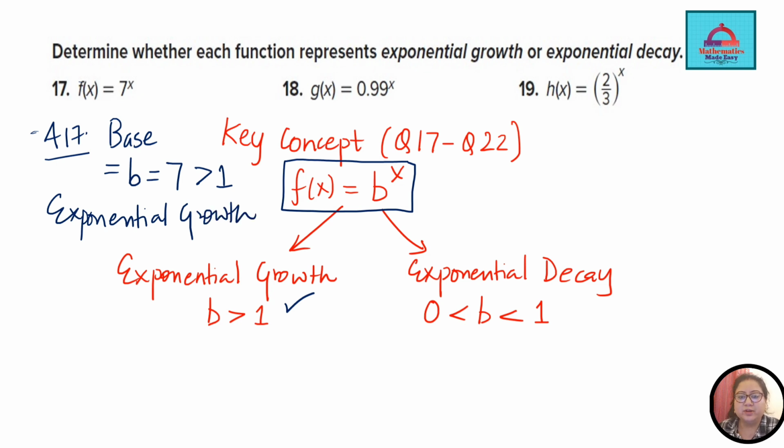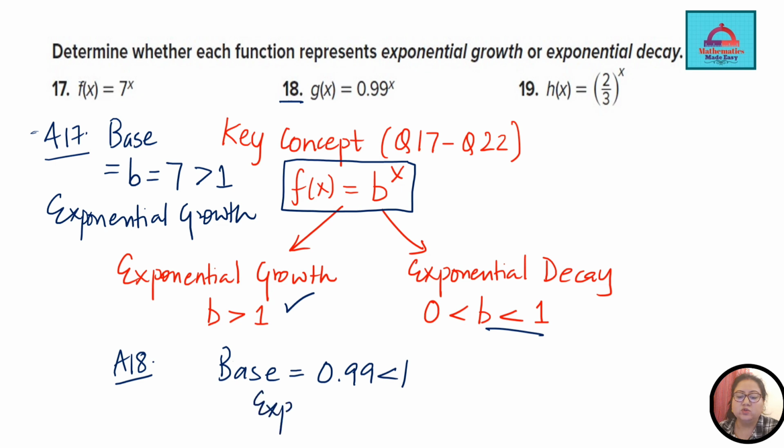Let's come to question number 18. I'm going to write it here for you. Tell me, what is the base? The number to which you have the power x raised. The number here is 0.99. It's a decimal and definitely it's less than 1. So this is going to be an exponential decay function, so the graph is going to be decreasing.